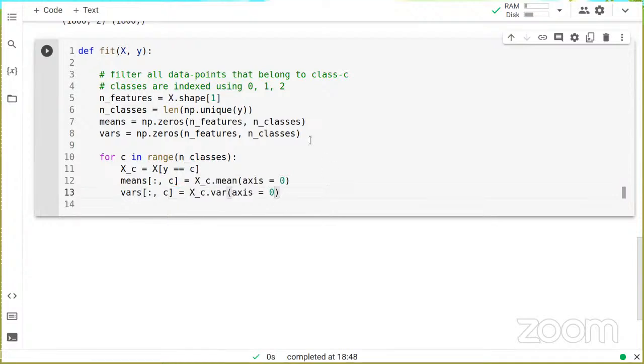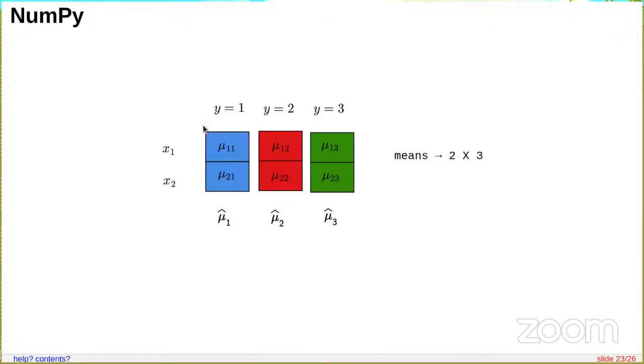I hope you're all able to see that. Let's go back to that image. Colon comma C. So you fix the column. The column here is the class. Say, for example, you are computing the means for class 2, then it is colon comma 2, right? And that colon will mean that you plug in all the values for that particular column, the second column in this case.